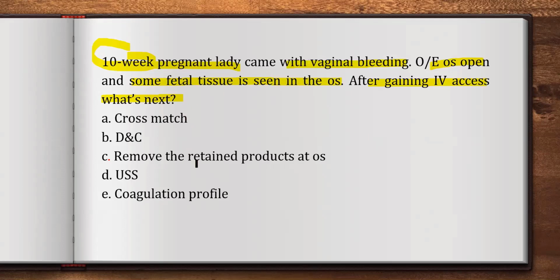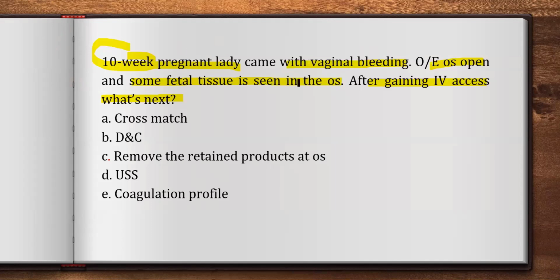Cross-match, D&C, remove the retained product at the os, ultrasound, coagulation profile. Remember, I know that most of you will have a problem with the cross-matching and removing the retained product. Remember one thing, a person having incomplete abortion doesn't mean that you will always need to give a blood transfusion. If there is massive bleeding going on, and if the patient is in shock due to incomplete abortion, obviously we will go for cross-matching.